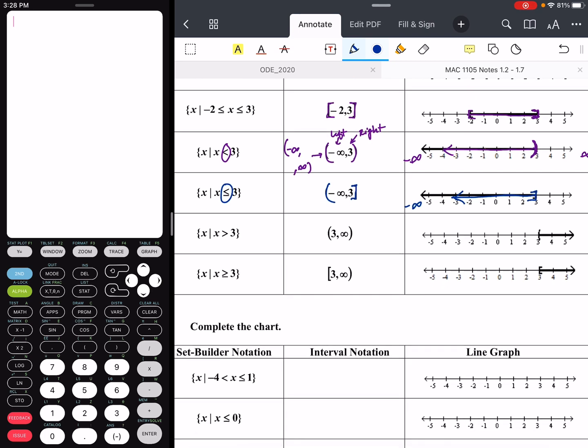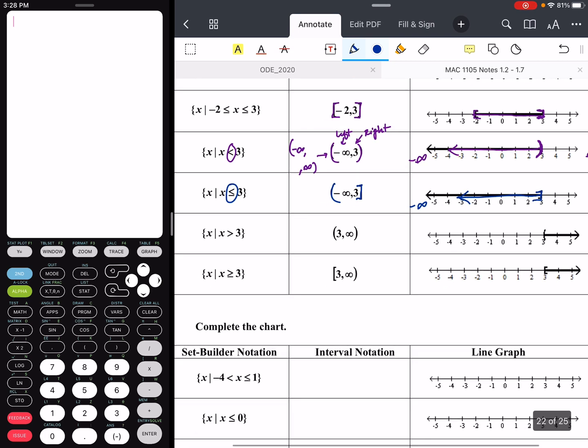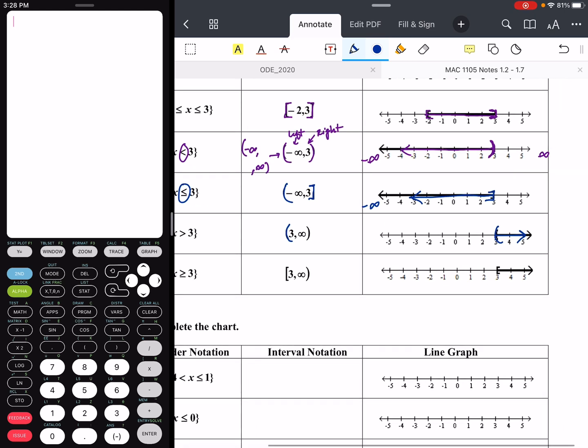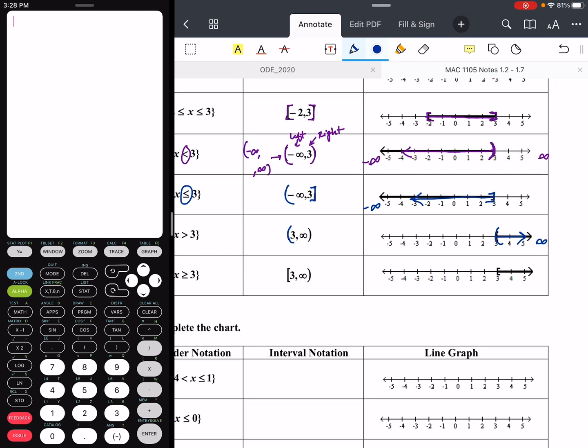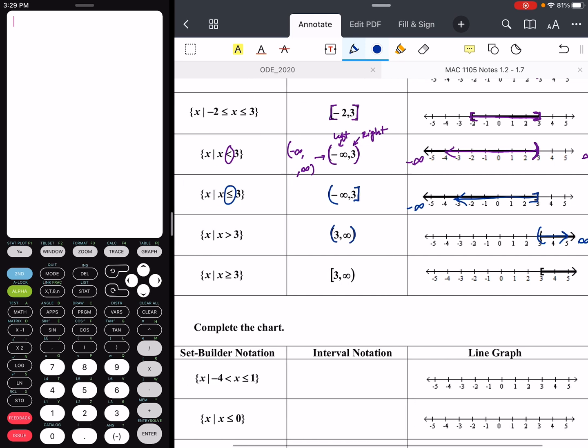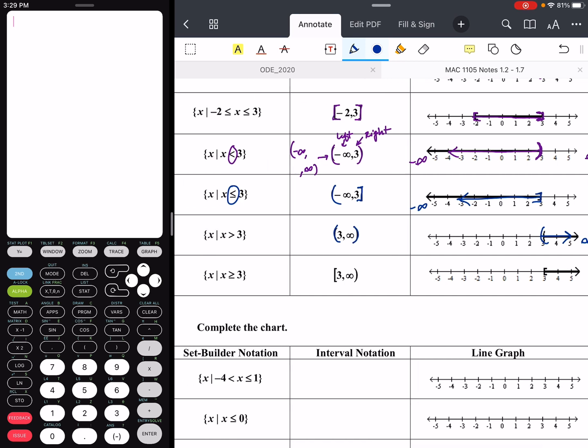All right, x greater than 3, rounded parenthesis at 3, arrow pointing out to the right. Remember that that arrow is pointing out toward infinity, so that goes to the right of our interval. Always rounded parentheses next to any infinity or negative infinity.